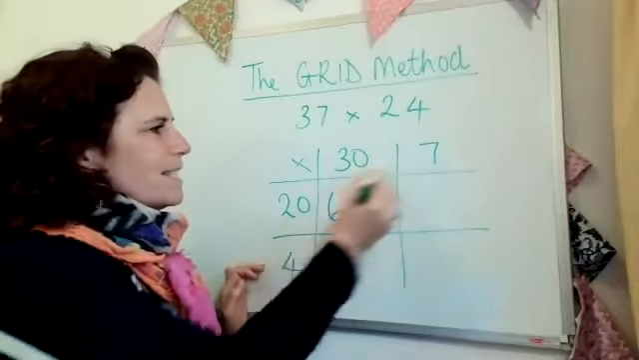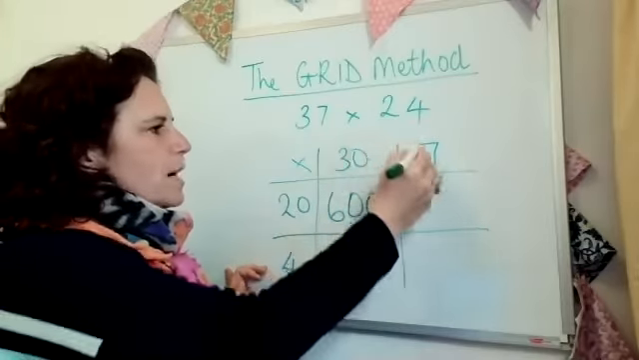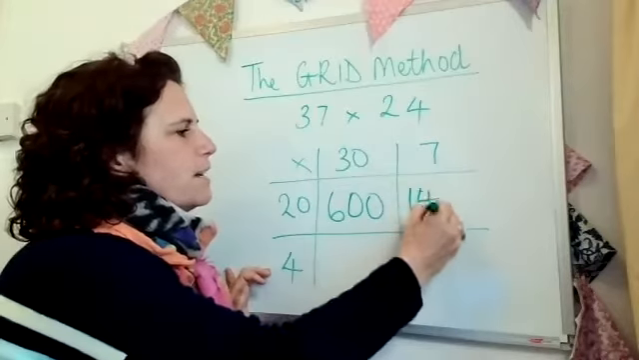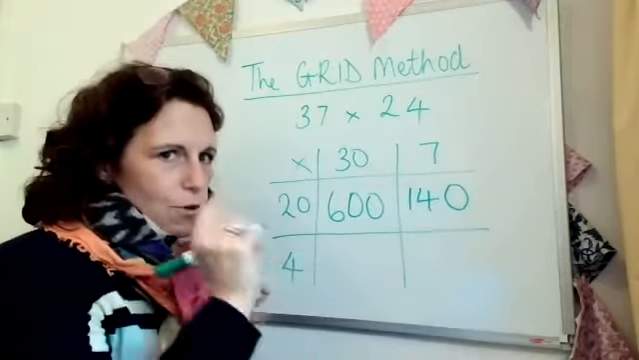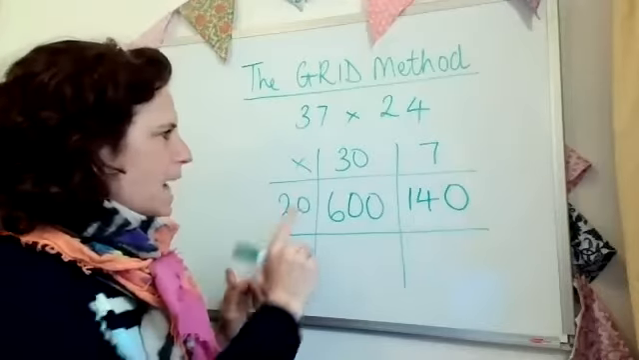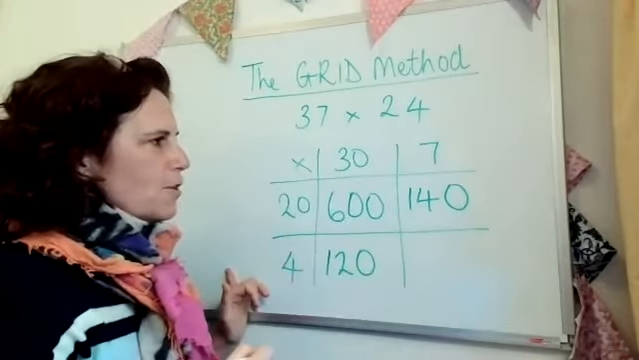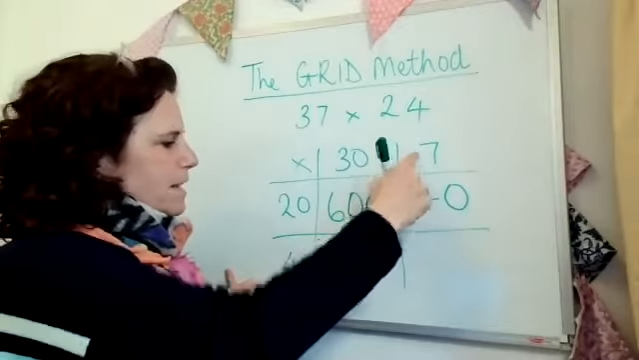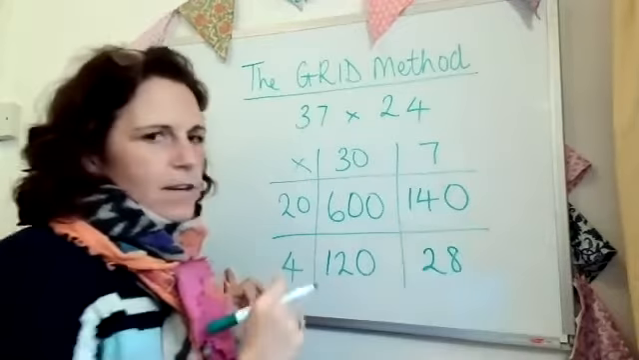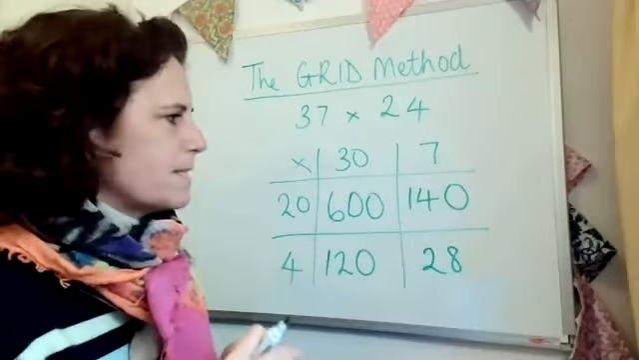Then we can do 20 times 7. 2 times 7 is 14 with my 0 back on. You've got to remember these zeros. And then 3 times 4 is 12 with the 0 back on. And 4 times 7 is 28. Don't put an extra 0 on there by mistake.